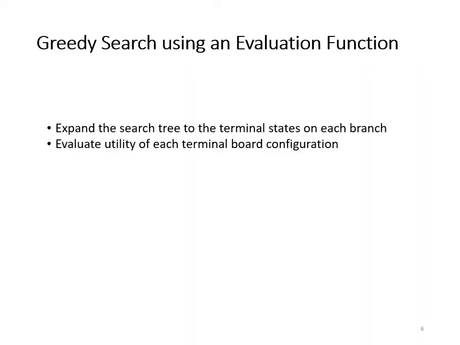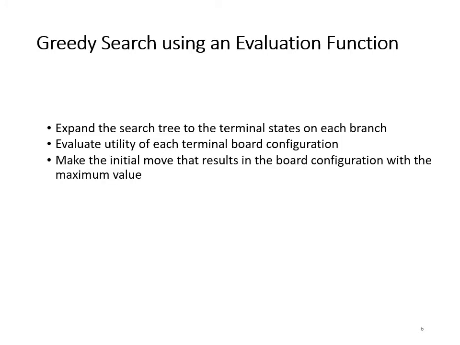So how will you perform this? First of all, you have to expand the search tree to a terminal state on each branch. Then evaluate the utility of each terminal board configuration. Then make the initial move that results in the board configuration with the maximum value.